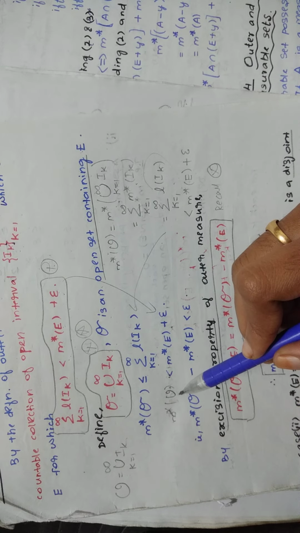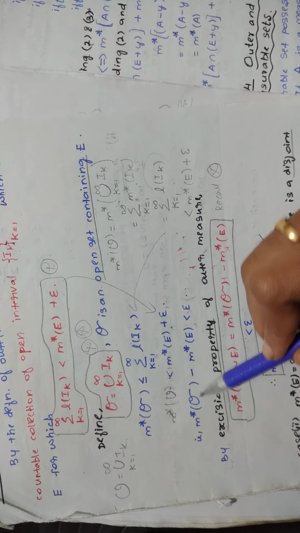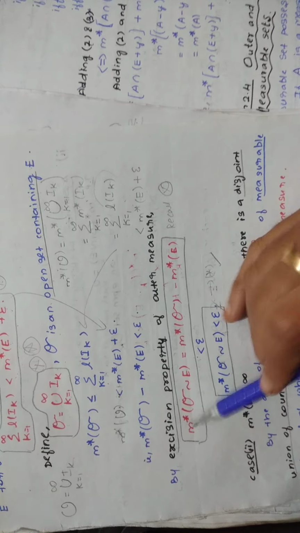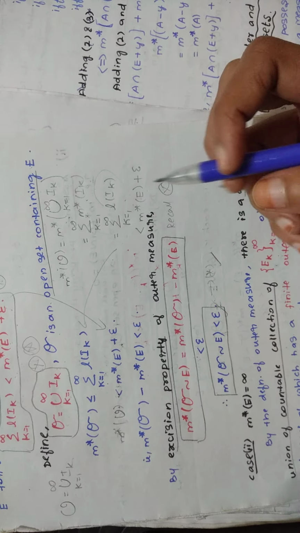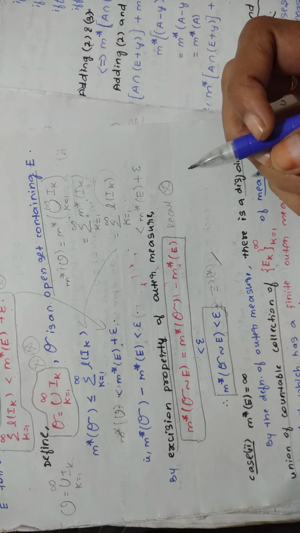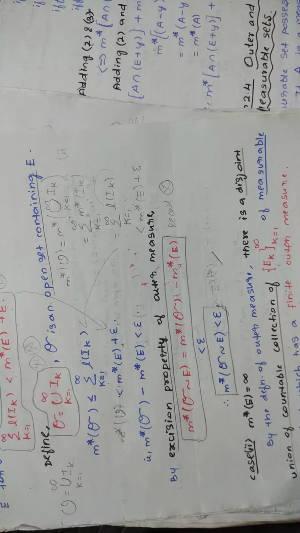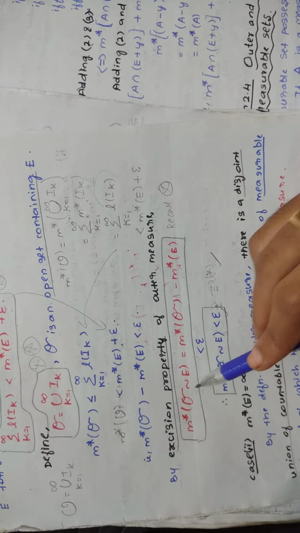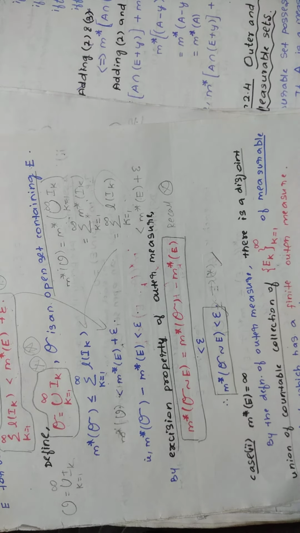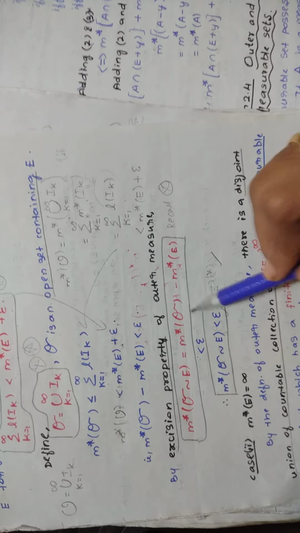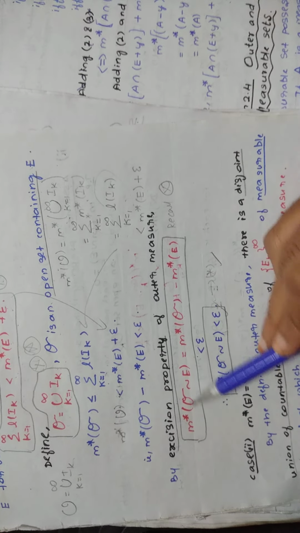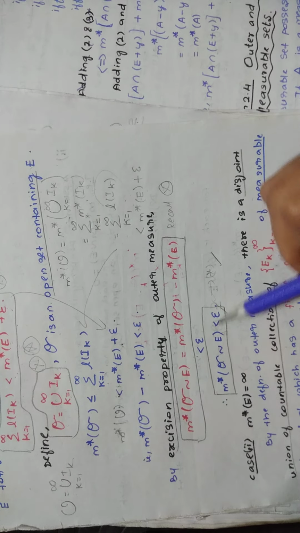Now in the next step what you are doing is you are bringing this M star of E to this side, so that you will get M star of O minus M star of E less than epsilon. Now by the accession property of outer measure, using that property you can write this line: M star of O difference E is equal to M star of O minus M star of E. You know the value of M star of O minus M star of E here, so put less than epsilon. So you got M star of O difference E less than epsilon.